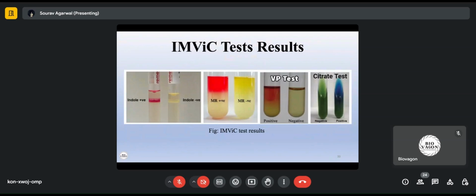So these are the IMViC test results. As I have explained to you, the indole test has a cherry red ring, and the negative one has a yellow ring, or you might not get any ring. The MR test has red color, the MR negative has yellow color, the VP has again red color, and negative has yellow. For citrate, negative has green color and positive has blue color, changing from green to blue.